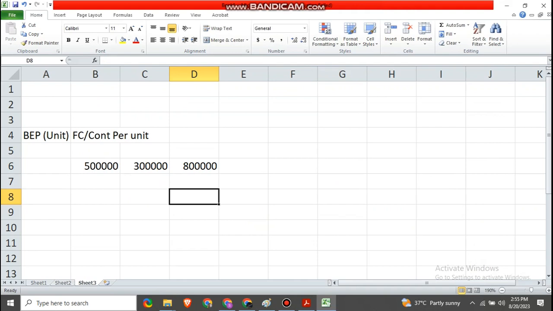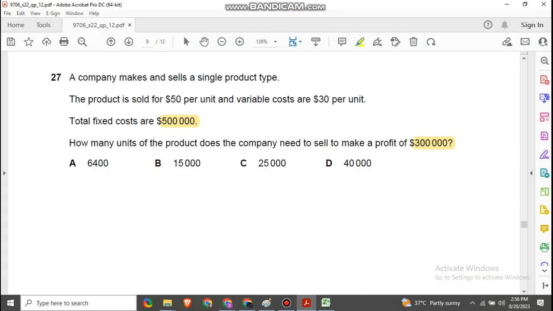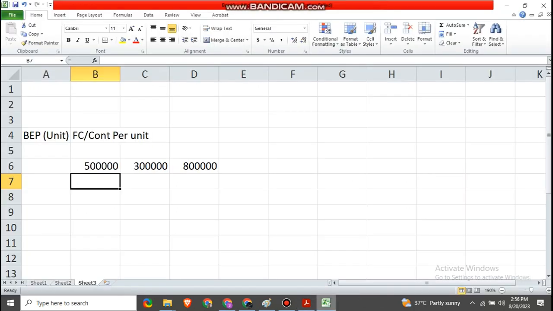Now I need to find out what my contribution per unit is. $50 is my selling price, which is sales, and the variable cost is 30. Contribution is selling price minus variable cost. Sorry, not BEP, contribution. Contribution is sales minus variable cost. So sales is 50 minus variable cost of 30, so I'm getting 20 out here.